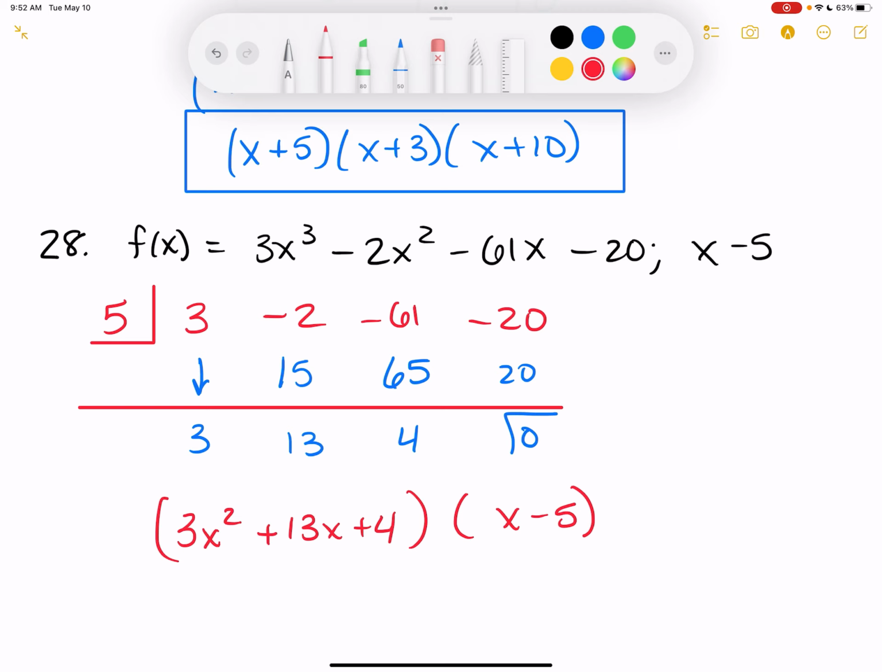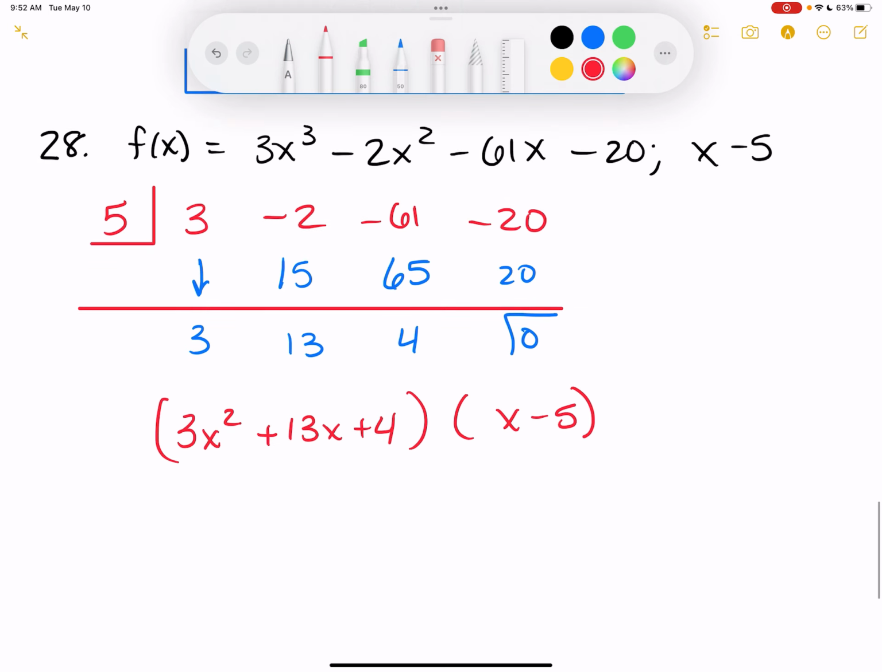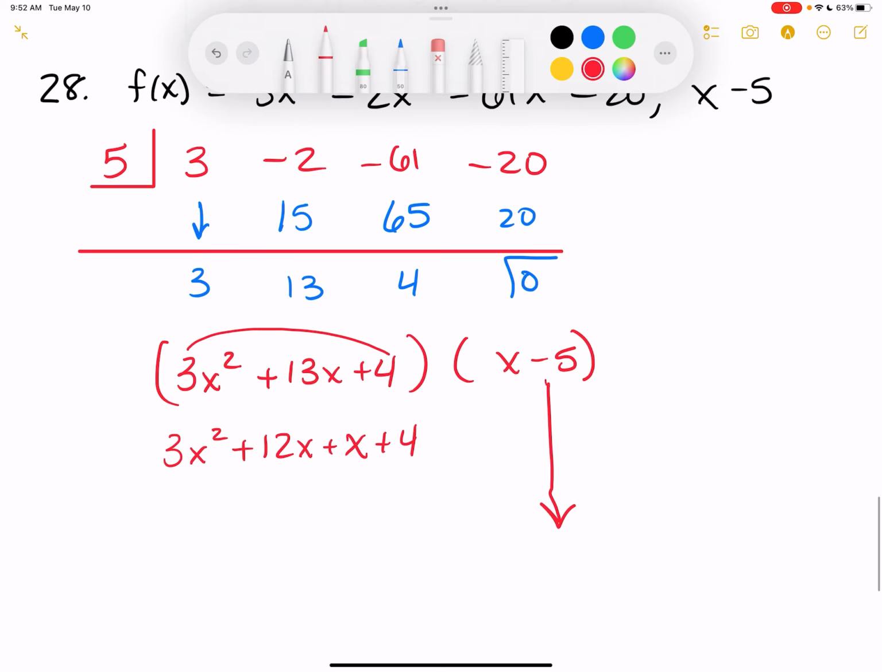Okay, so 12 and 1. So now we need the arch method. So 3 times 4, factors that add up to give you 13. So you're saying 12 and 1. So 3x squared plus, it doesn't really matter, 12x plus x plus 4. And I'm just going to draw an arrow to bring that down. So factor by grouping, what do I have?